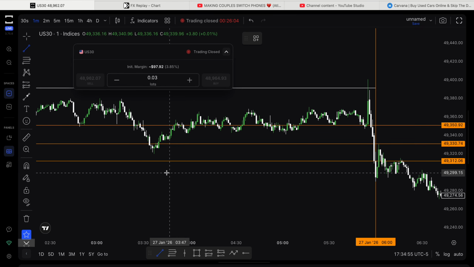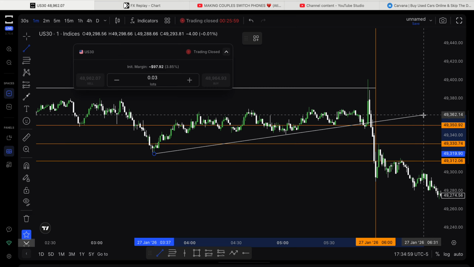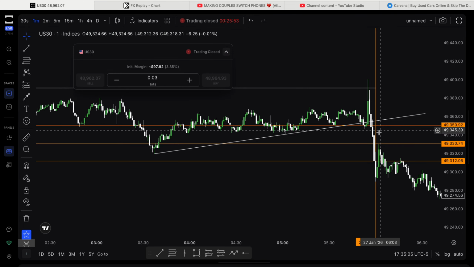So I had my trend line going. You get what I'm saying? I had my trend line going like that. And I was like, okay, when price breaks this trend line, we're going to get in. It broke the trend line right before 6 o'clock, and it closed.